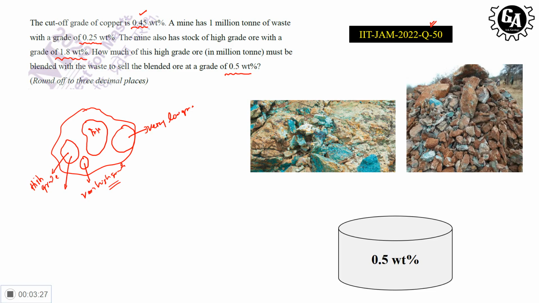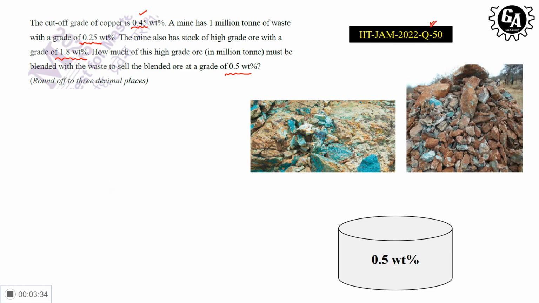So you can see in this question it is given that from one place they are getting ore having a grade of 0.25, this is low grade. 0.25 is obtained from one area. Let this be your waste. This grade is around 0.25 weight percentage. And they also have a high grade ore whose grade is 1.8 weight percentage. Let this be ore.